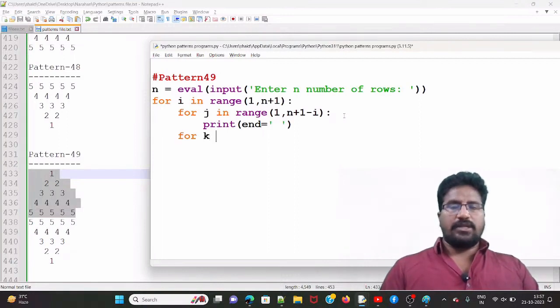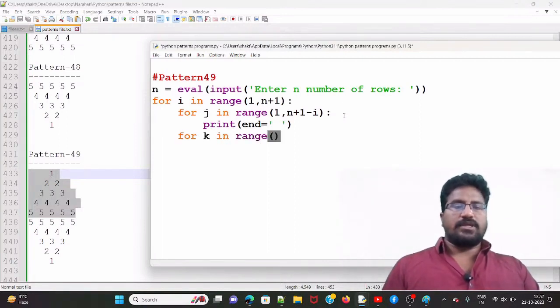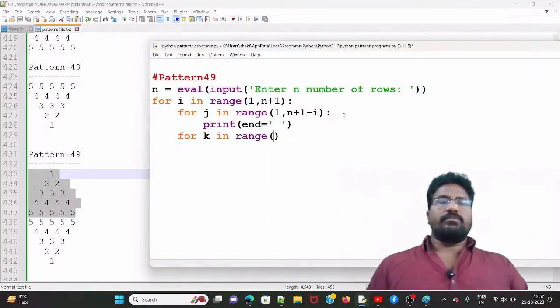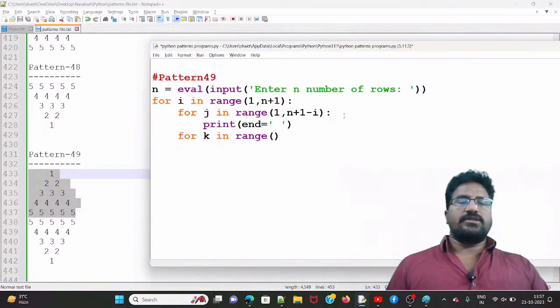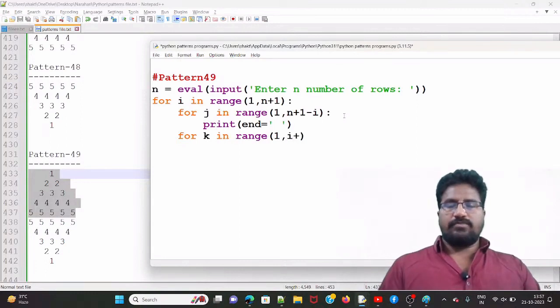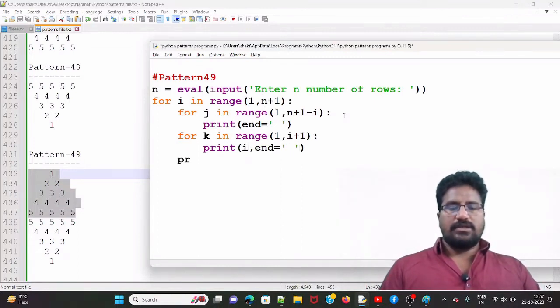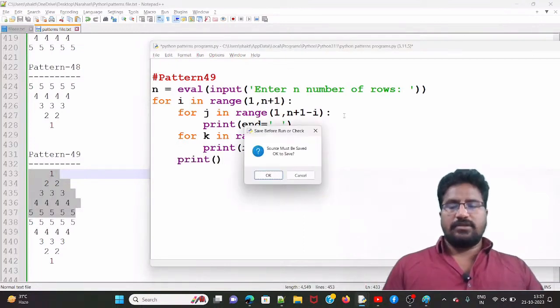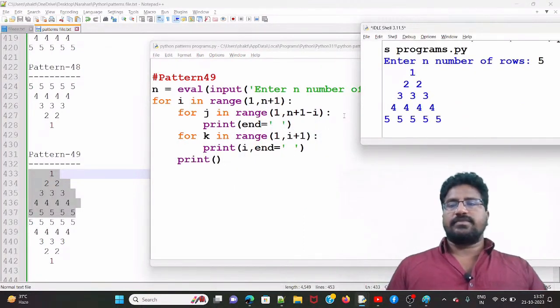Then what about the k here? First time 1 time k iterates, second time 2 times, then 3 times, 4 times, 5 times. Starting 1 to i plus 1. Then print each time what is displayed: the current i value, right? Current i value displaying, that's all. Then let's take the empty print here. We'll give the 5, right?